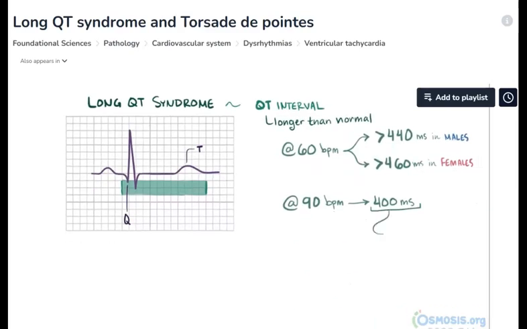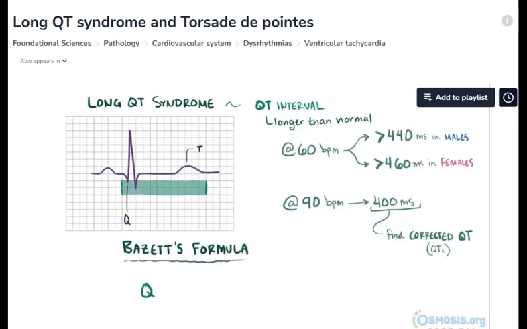As rate increases, the QT interval decreases. So what we have to do is find the corrected QT interval, or QTc, at the different rates so that you can compare it to the QT interval at 60 beats per minute. Even though there are a couple formulas you can use, the Bazett formula is probably the simplest, where the corrected QT interval equals the QT interval in milliseconds divided by the square root of the R to R interval in seconds divided by 1 second.